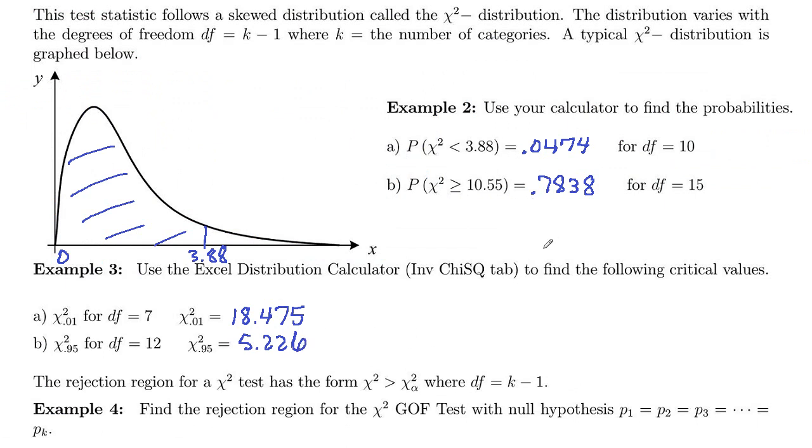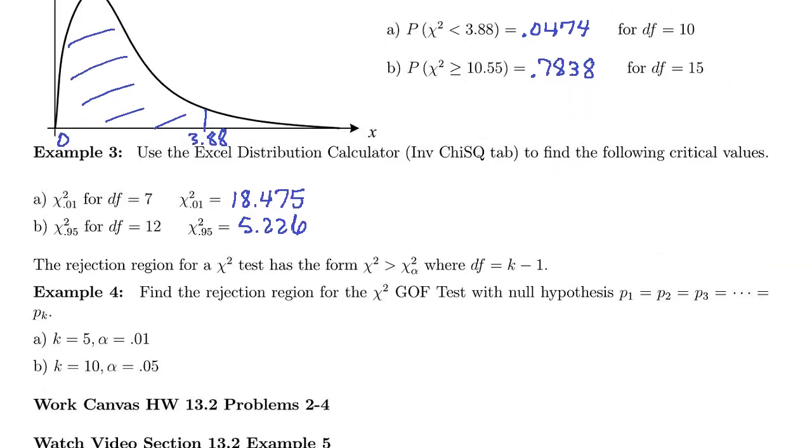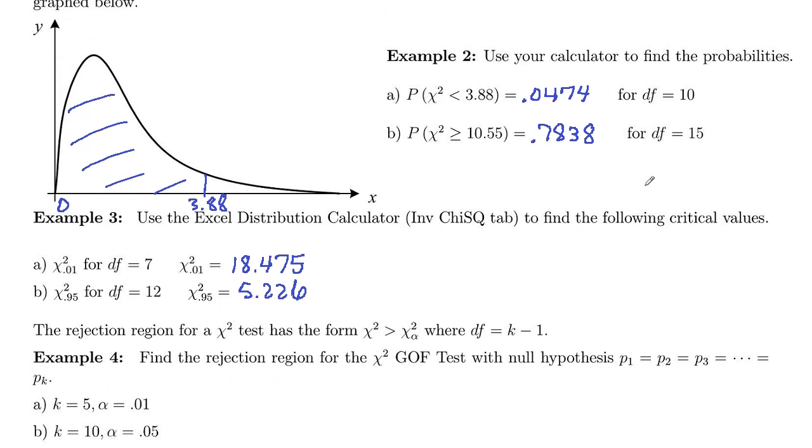If we use the distribution calculator for these, then you won't need to use tables in the book. So that's a big plus. The rejection regions for the chi-squared test have the form chi-squared greater than chi-squared sub alpha, with degrees of freedom k minus 1. So what we're doing here is finding cutoffs for the rejection region for the test.